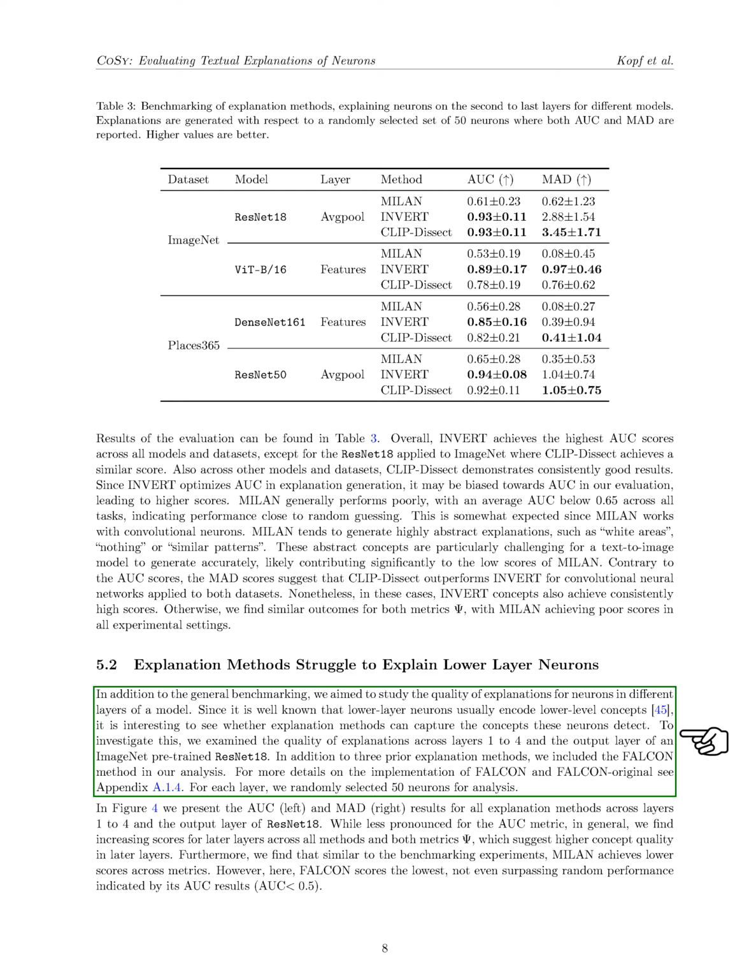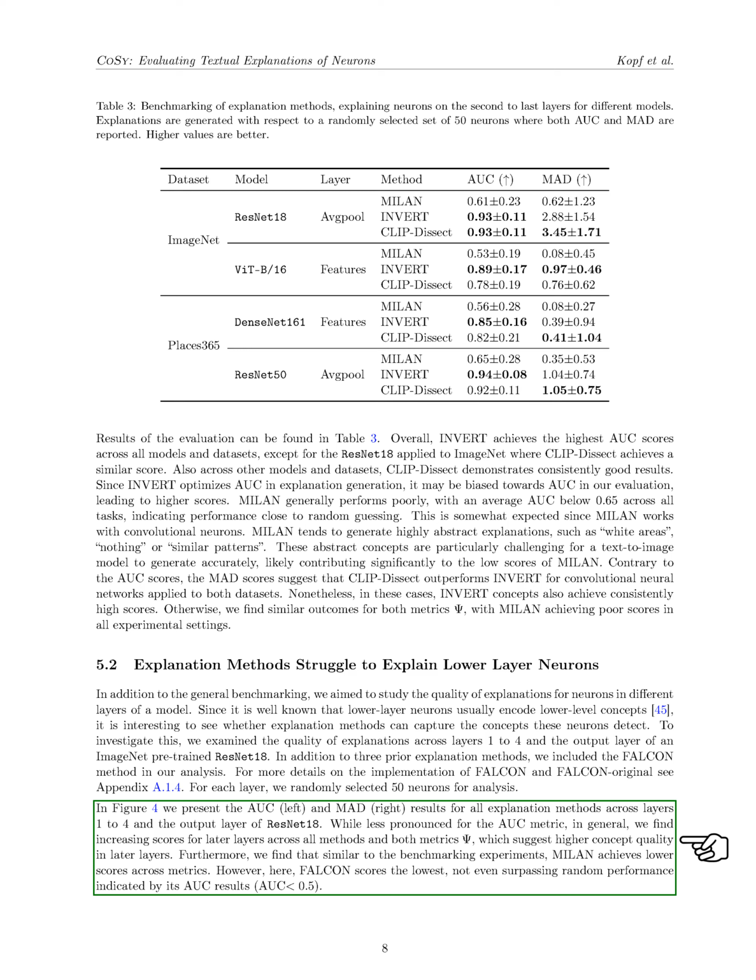We also examined the quality of explanations for neurons in different layers of a model, focusing on lower-layer neurons that encode lower-level concepts. Across all methods, we observed increasing scores for later layers, indicating higher concept quality. Falcon scored the lowest, even below random performance.